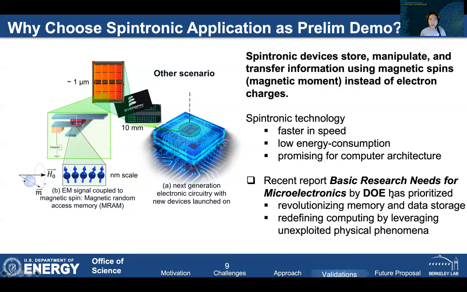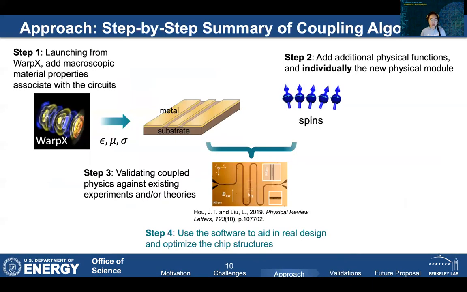The recent report, Basic Research Needs for Microelectronics by DOE, has prioritized revolutionizing memory and data storage and redefining computing by leveraging unexploited physical phenomena. These factors altogether have motivated us to explore micromagnetics technology as the first demonstration. To model this entire chip, we follow the steps introduced on the previous page. We launch from WarpX, add microscopic material properties that could handle the complex circuit components.